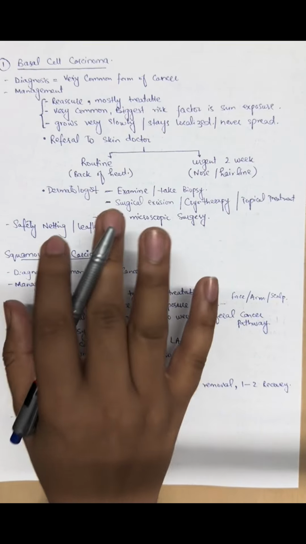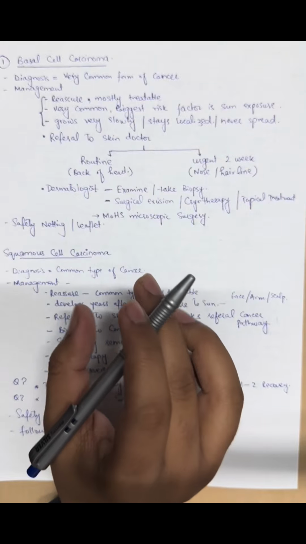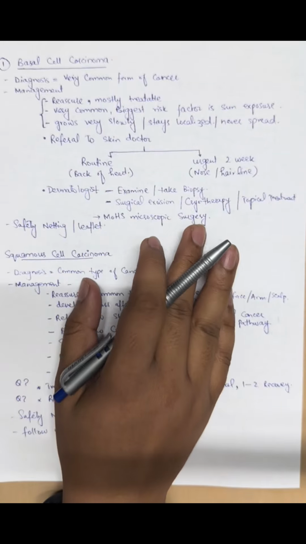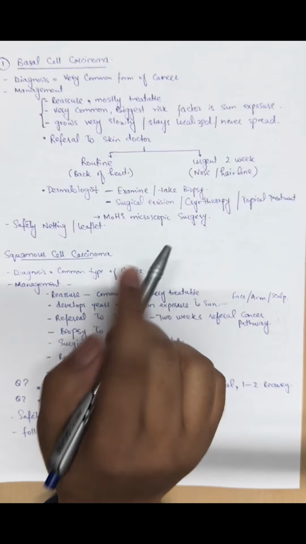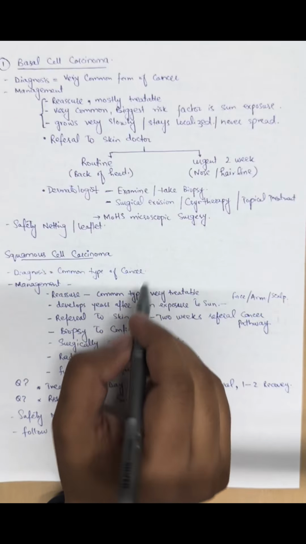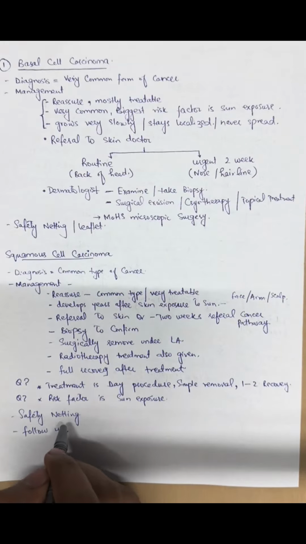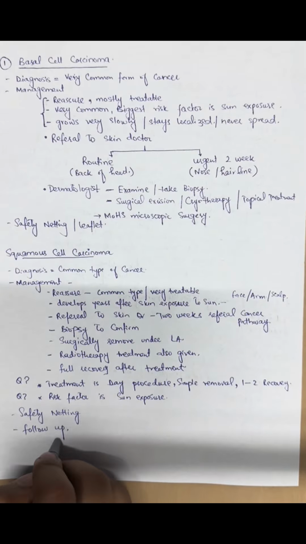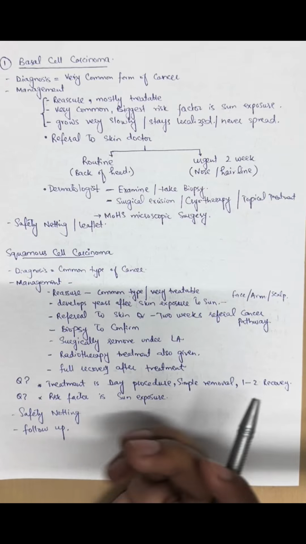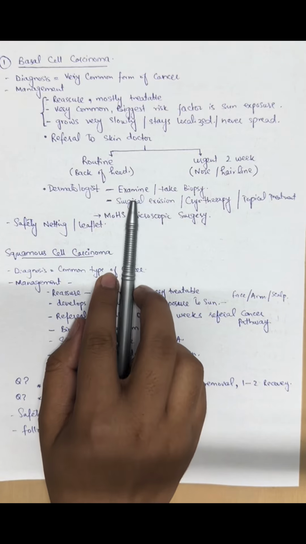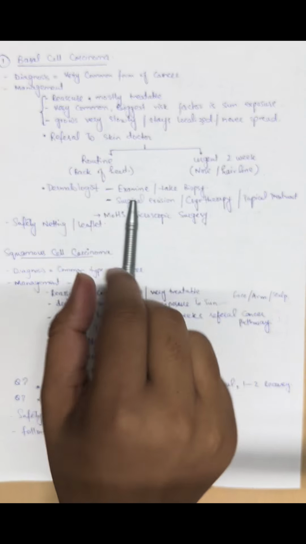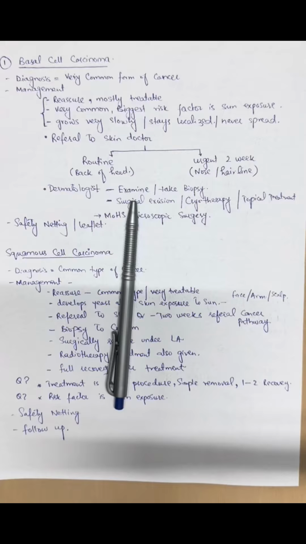For the safety netting, again tell them that if the lesion gets severe, painful, itchy, bleeding, or changes its size or shape, then they have to seek urgent medical help. Then for follow-up and leaflets, you have to give them the leaflet and tell them that it contains all the information about squamous cell carcinoma.